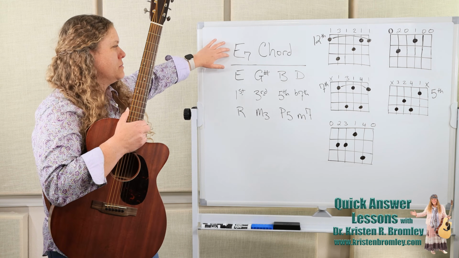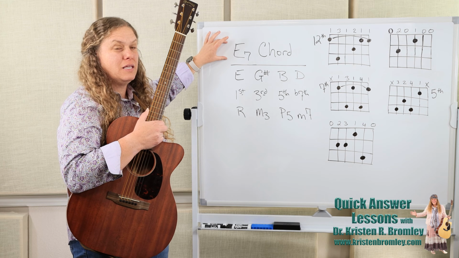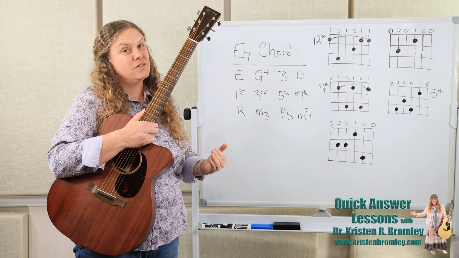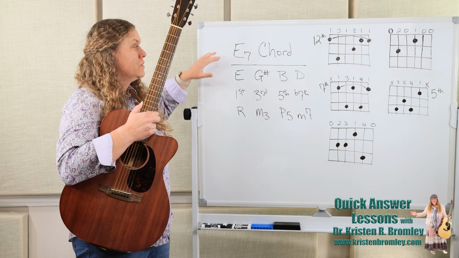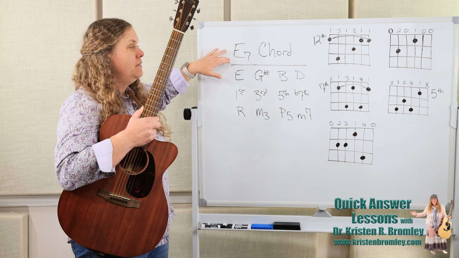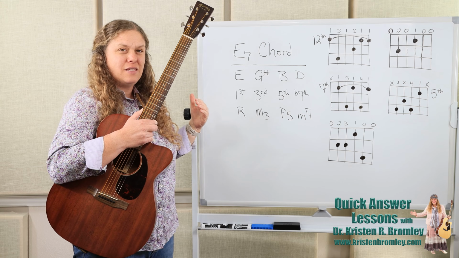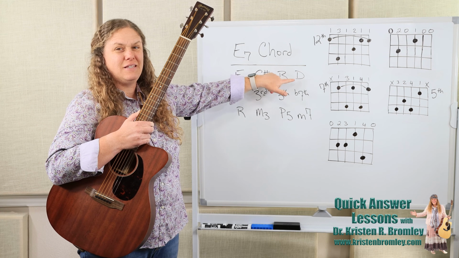So first, the chord symbol. The chord symbol has a capital letter E, or uppercase letter E, followed by the number 7. If there's anything else there, then it's not an E7 chord. If you see something else in the chord symbol, it's not E7. So E7 just has the capital letter E and the number 7. The pitches that are in an E7 chord are E, G sharp, B, and D.